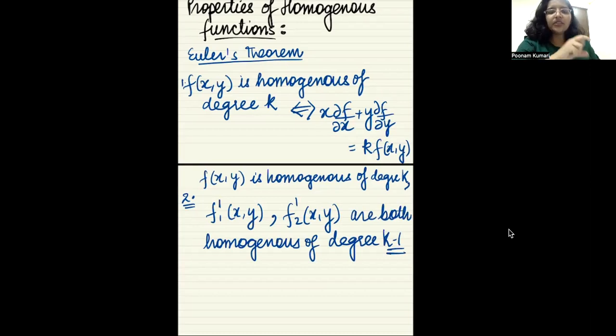So if a function f(x, y) is homogeneous of degree k, then its partial derivatives with respect to x and with respect to y are both homogeneous of degree 1 lesser, k minus 1.